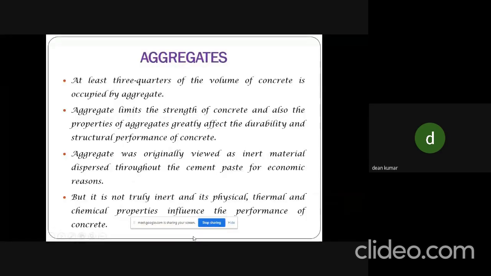Are you able to see my PPT? Yes, sir. Okay. Today we'll start about the aggregates. We'll start our class about the aggregates.